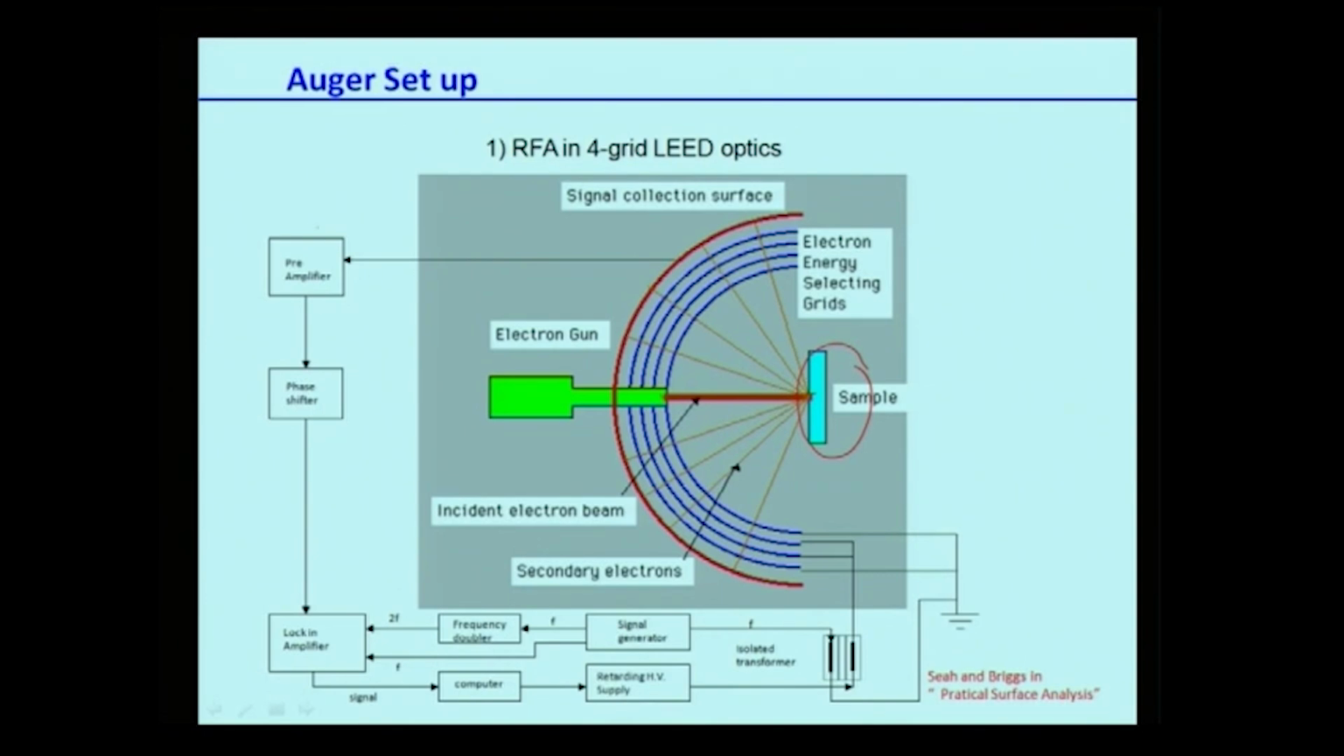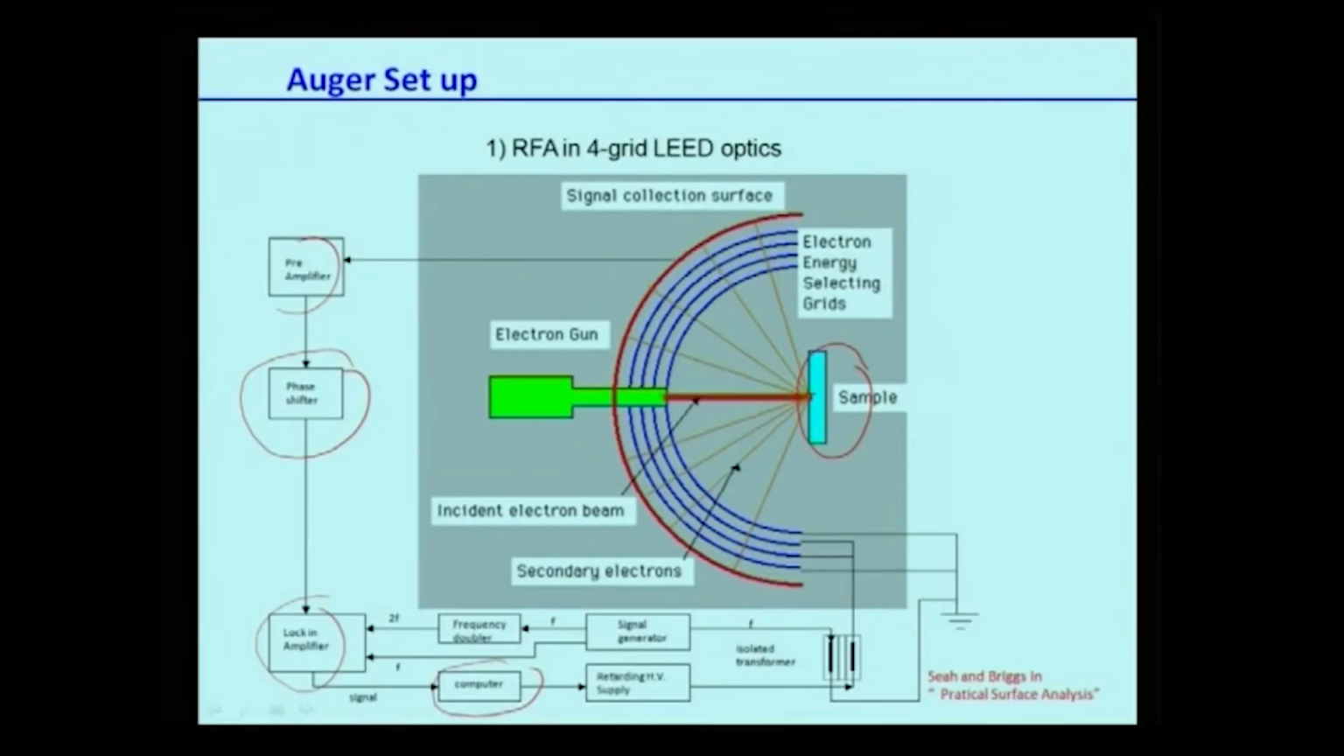This signal is fed to a pre-amplifier, then there is a phase shifter, then a lock-in amplifier, and then it goes through different kinds of things. Finally you detect the signal in a computer. These electronics are used to improve the signal to noise ratio. And this is the geometry, a kind of hemispherical geometry used to detect all the Auger electrons present. Remember, we cannot fully throw out the secondary electrons, and they always remain in Auger spectroscopy.